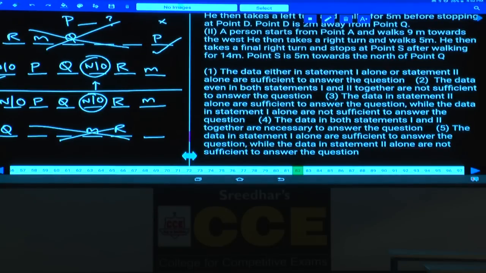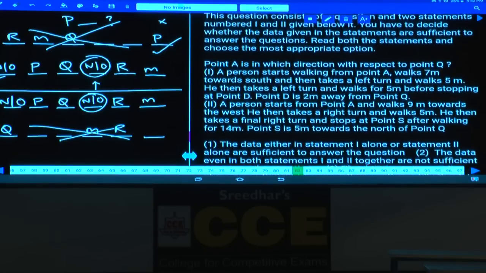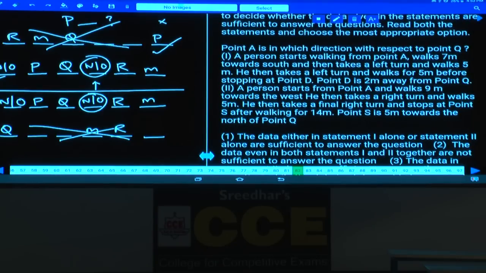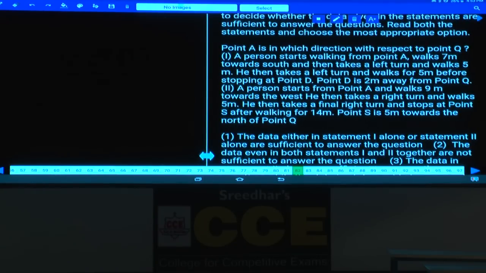Then coming to question number 82. Now in this question number 82, point A is in which direction with respect to point Q? Now we need to identify the direction of A with respect to point Q.